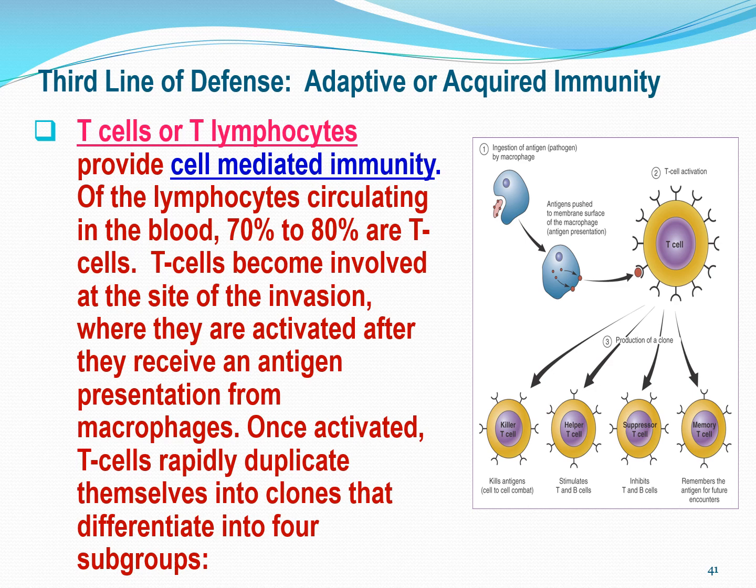So T cells, or T lymphocytes, provide cell-mediated immunity. Of the lymphocytes circulating in the blood, 70 to 80% are T cells. T cells become involved at the site of invasion, where they are activated after they receive an antigen presentation from macrophages. Once activated, T cells rapidly duplicate themselves into clones that differentiate into 4 subgroups.